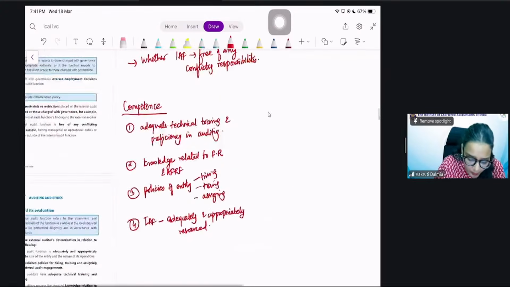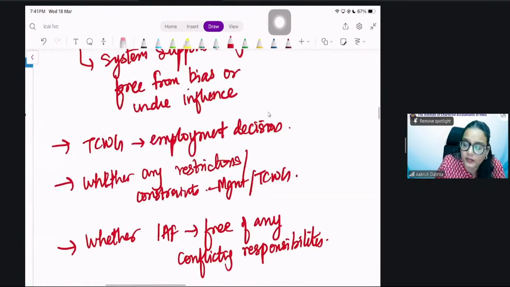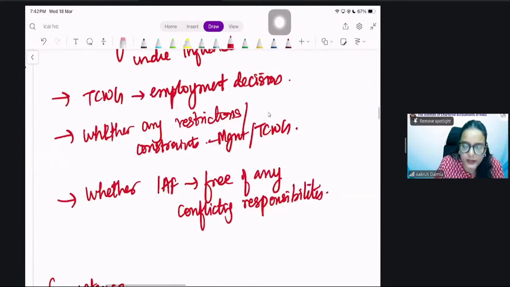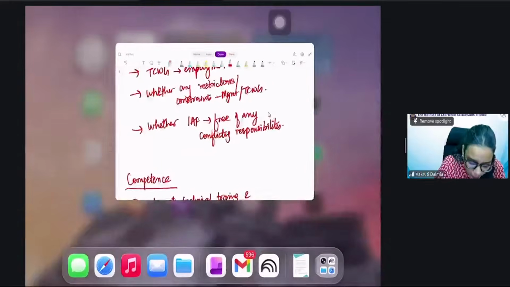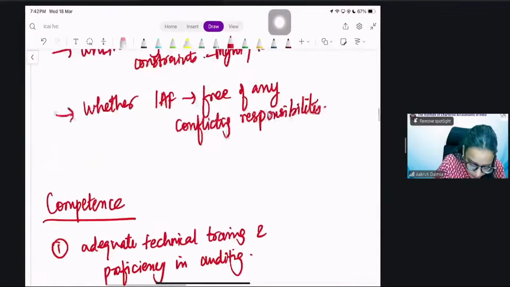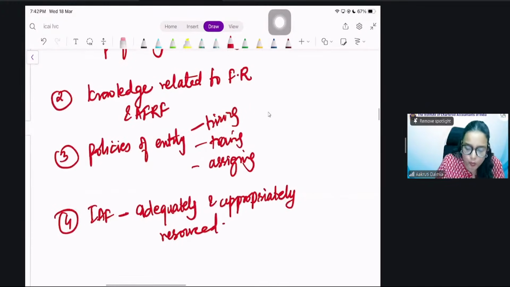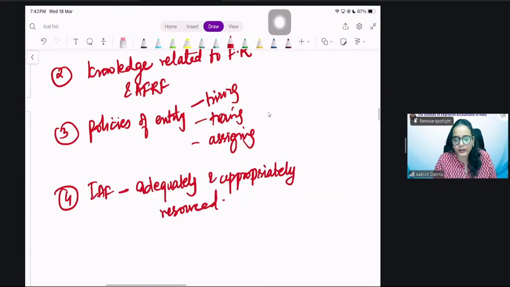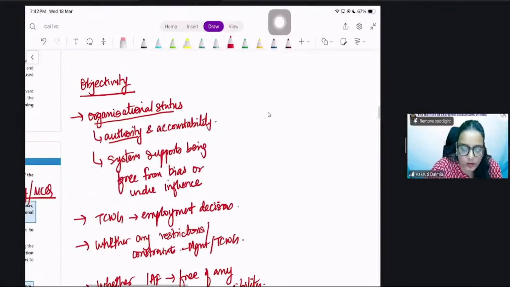Okay. So what did we study? How to check objectivity: check the organizational status, check whether TCWG is involved in employment decisions, whether there are any restrictions or constraints, and whether you have any conflicting responsibility. How to check competence: whether adequate training is given, whether you have adequate knowledge, how you were hired, and whether the entity gives you enough support through resources to do your job properly. If these things are weak, will I use the work or the reports created by the internal auditor? If competence is not there and objectivity is not there, I won't.